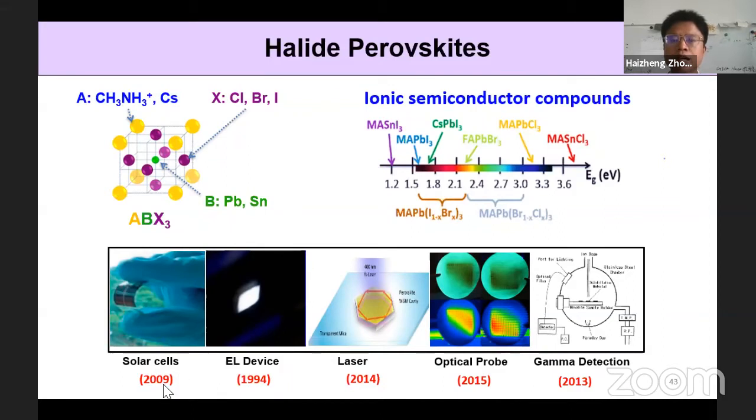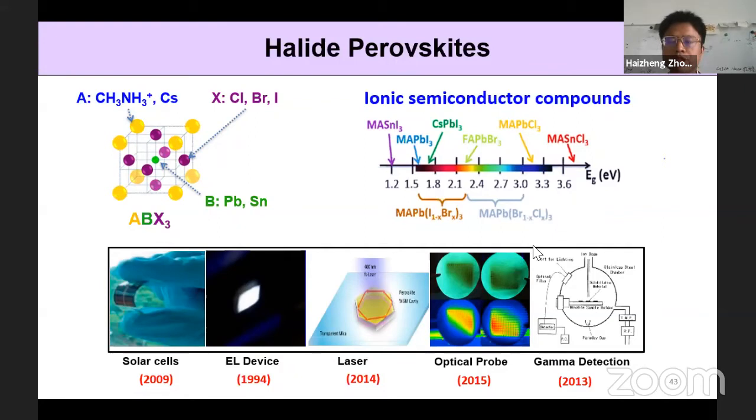So in 2009, perovskites were first incorporated into dye-sensitized solar cells, and within just 12 years, the highest efficiency exceeded 25%. Perovskites have also been very successful in being developed as a gain medium for lasers, sensitive materials for sensors, and materials for high energy detection.